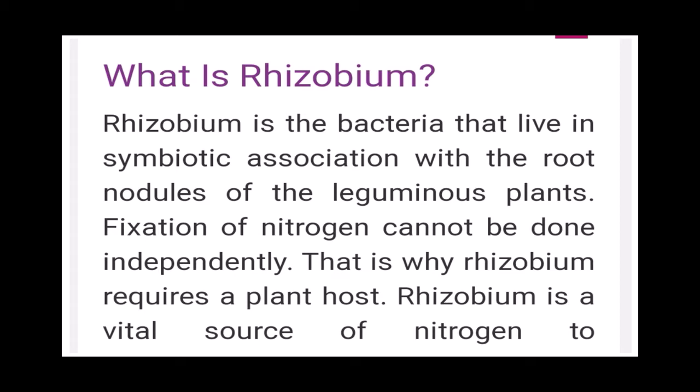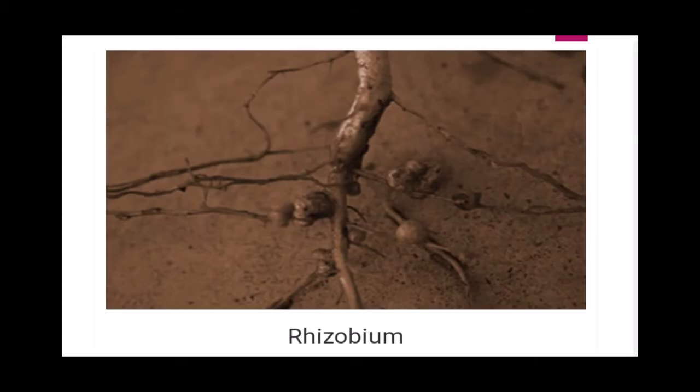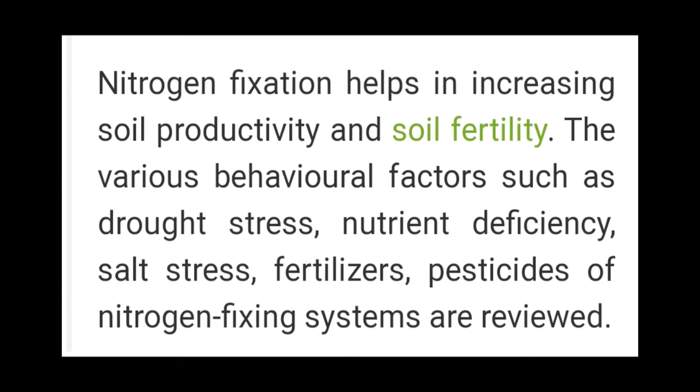Rhizobium is a vital source of nitrogen to agricultural soils, including those in arid regions. They convert dinitrogen into ammonia. Ammonia, being toxic in nature, is rapidly absorbed into organic compounds. Nitrogen fixation helps in increasing soil productivity and soil fertility. The various behavioral factors such as drought, stress, nutrient deficiency, salt, stress, fertilizers, pesticides of nitrogen fixing systems are reviewed.